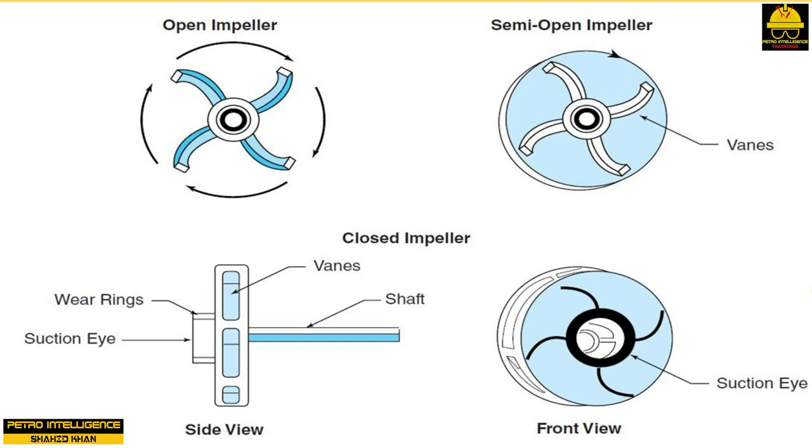On the open impeller, vanes are connected only to the shaft. The open impeller is self-cleaning but does not have the structural support of a semi-open or closed impeller and is less efficient at producing pressure.